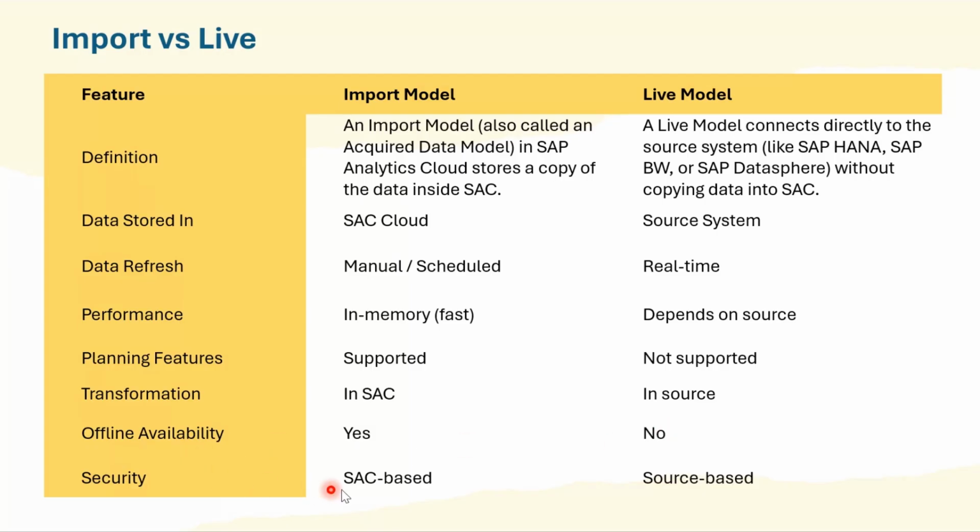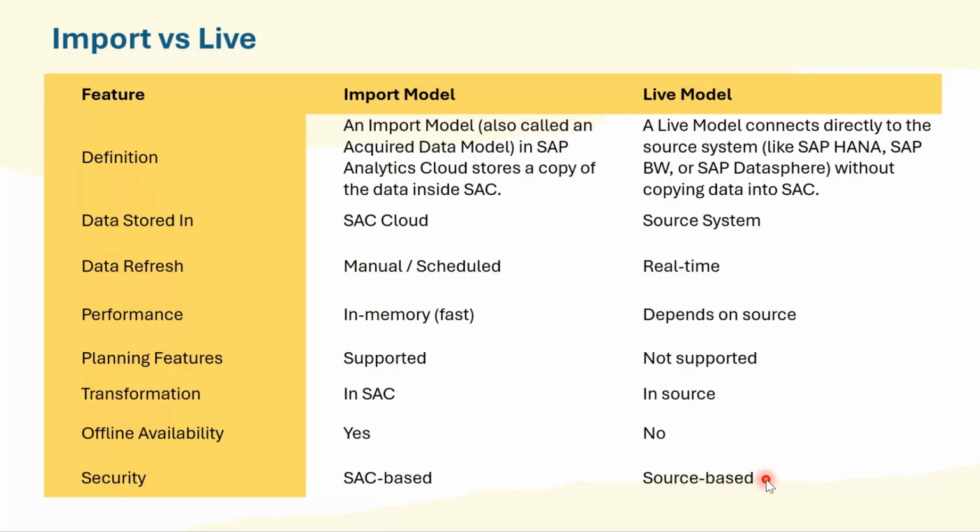Security wise, in case of import model, you need to define all the roles and restrictions in the model itself in SSC side. So you can choose specific dimensions you want to restrict, and then you can design the role and how you want to restrict using the teams or the user IDs. However, in case of live model, because the data is directly read from the backend, you don't have any control in the front end to do this restriction or security configuration.